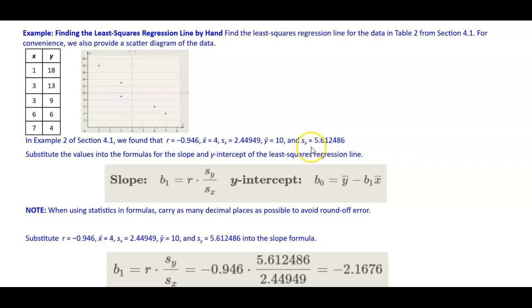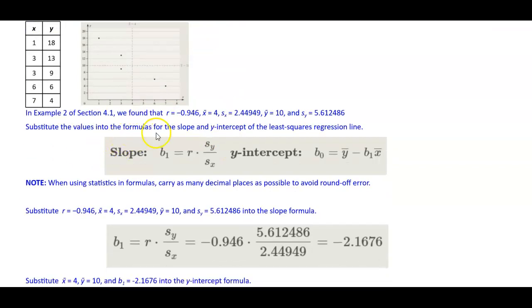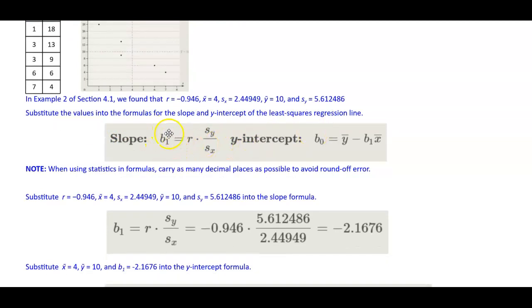And the sample standard deviation for y is 5.612486. So we're going to substitute those values into the formulas for the slope and the y-intercept of the least squares regression line. So here is the formula. Remember that b subscript 1 is equal to r times the standard deviation of y divided by the standard deviation of x, and the y-intercept is b subscript 0, which is equal to the mean of the y values minus the slope times the mean of the x values.